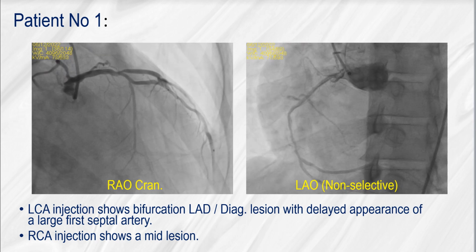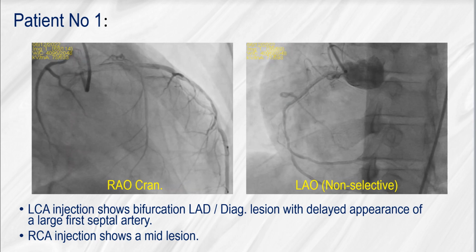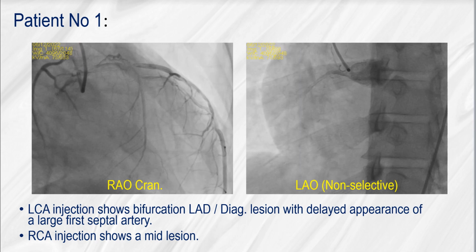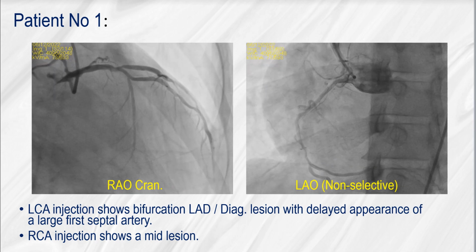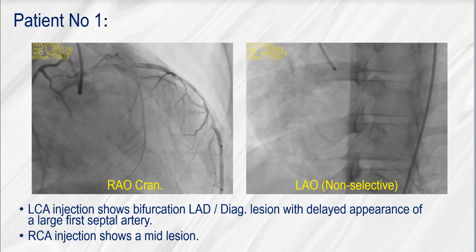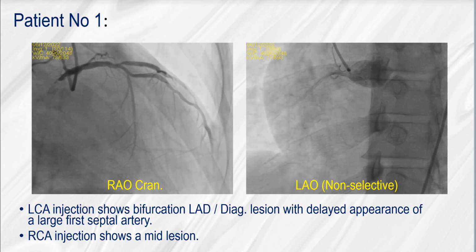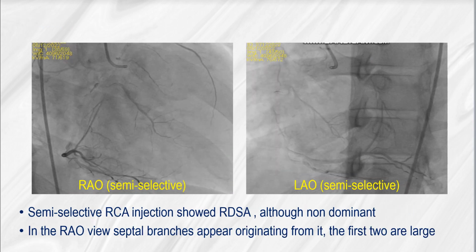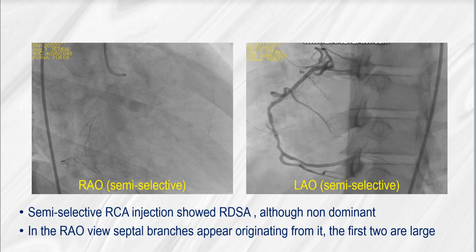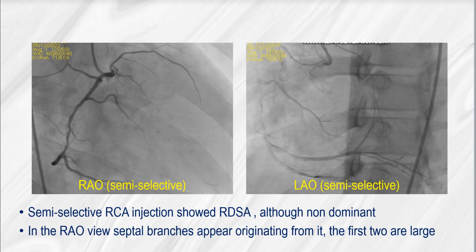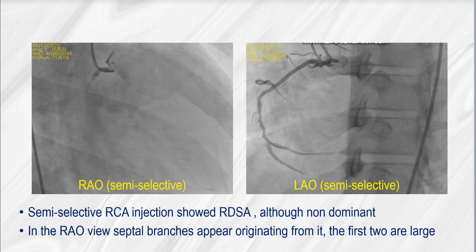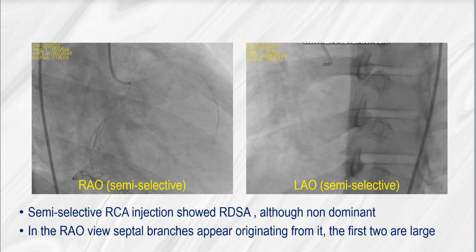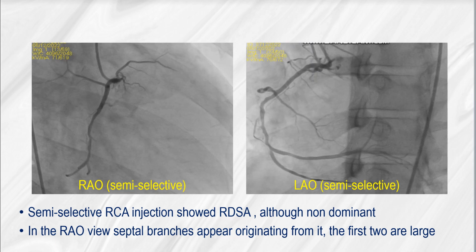Regarding case number 3, first patient. In the first patient, left injection shows a bifurcation LAD diagonal lesion with delayed appearance of a large first septal artery. A semi-selective RCA injection showed a right descending septal artery, although non-dominant. In the RAO view, septal branches appear originating from it. The first two are large.